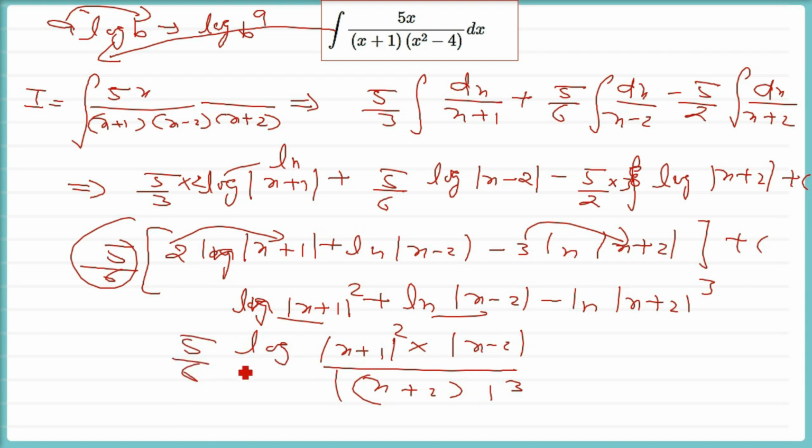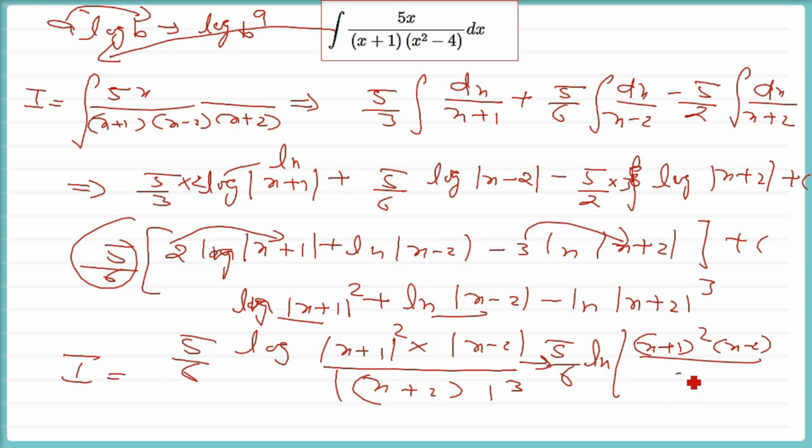You can have a 5 by 6 in front. Now let me write this in a formal way. The final answer will be 5 by 6. This integration becomes 5 by 6 log modulus of x plus 1 whole square then multiplied by x minus 2 divided by x plus 2 whole cube, modulus, plus constant of integration. This is your final answer.